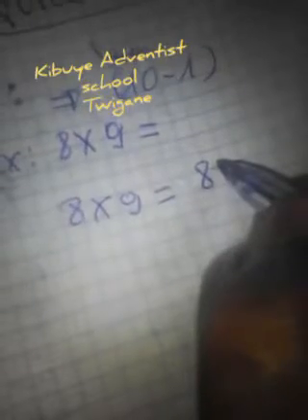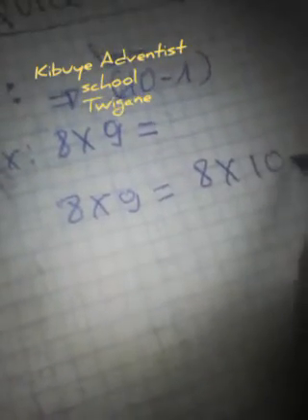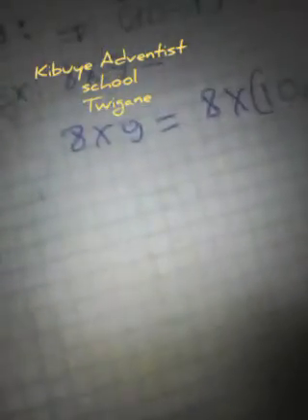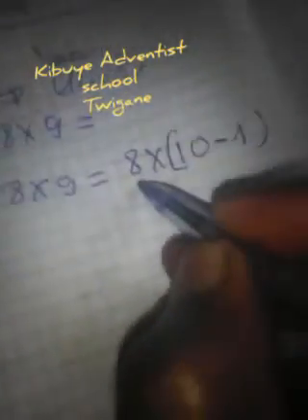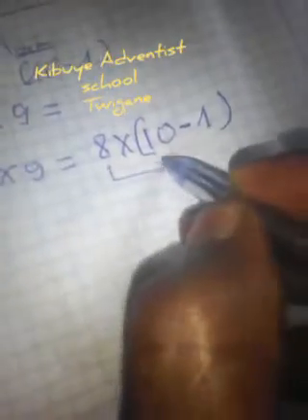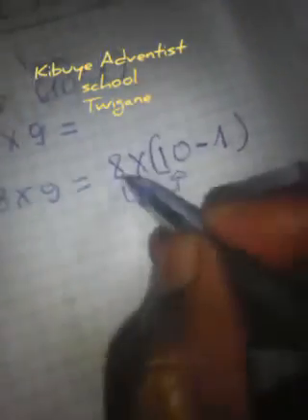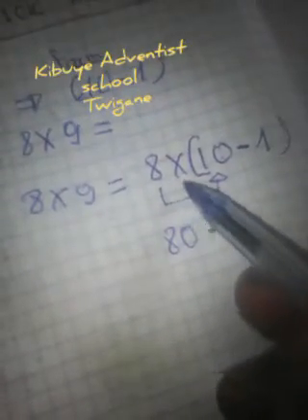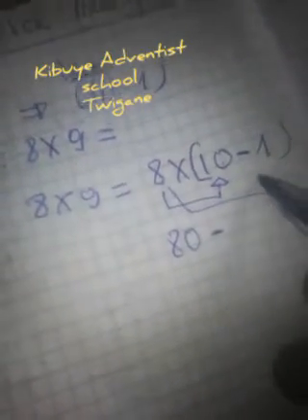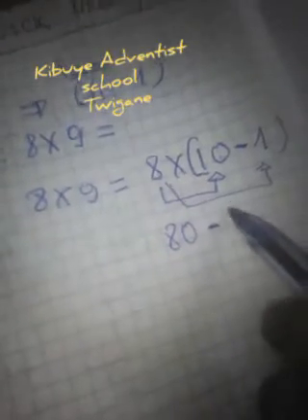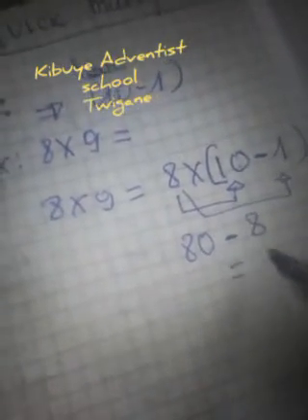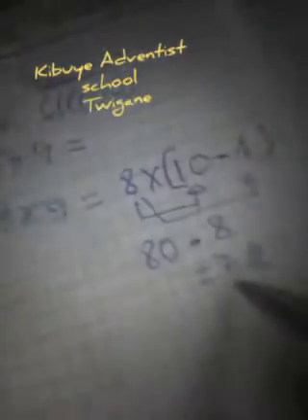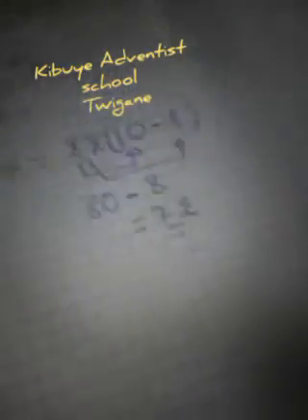80 times 10 minus 1. Because 10 minus 1 equals 9, they are the same. 80 times 10 is equal to 80, minus 8 times 1 is equal to 8. So 80 minus 8 is equal to 72. This is how we do a quick multiplication by 9.